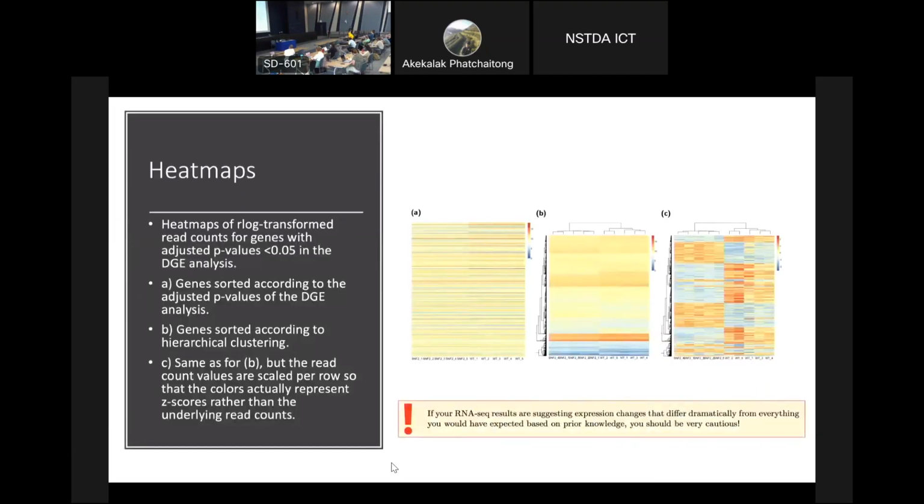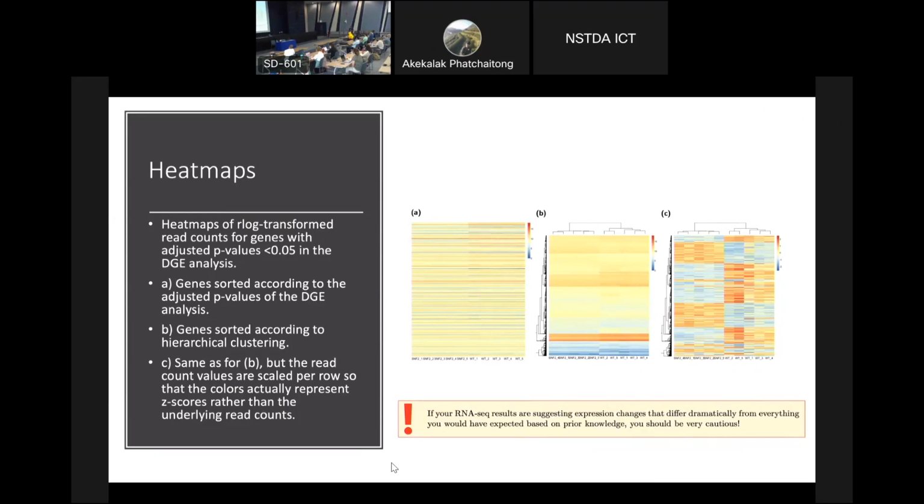And you can also do heat maps if you want to evaluate further. But this is for the DEGs only. You're only taking the differentially expressed genes, and you want to do some interesting analysis. So A here is, for example, genes sorted according to the adjusted p-value. B here is you add on hierarchical clustering. C here is the same as B, but you change the values to the z-score, the statistical value, and you get something different, and maybe there's some value for you to analyze that.